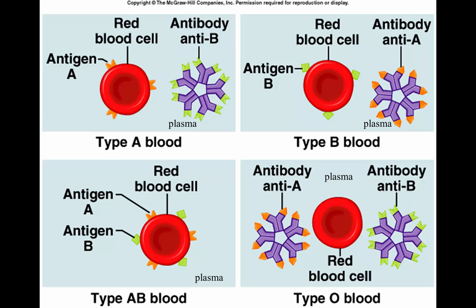Think about it this way. Antibodies are the fighters for what your body does not know or is not self. So if you are blood type A with the A antigen, you don't know the B antigen. So you need a fighter against it, anti-B antibody.